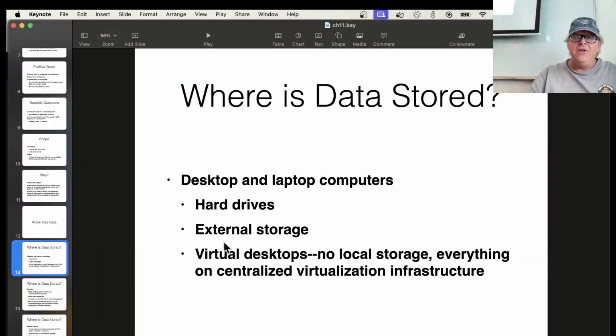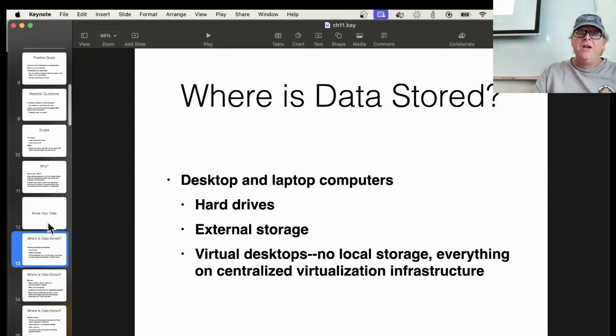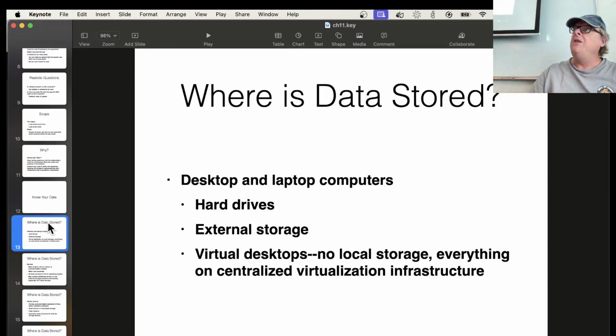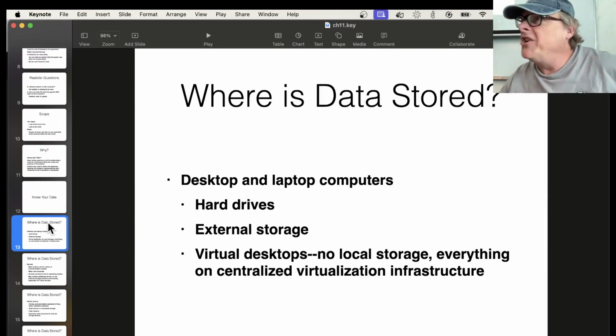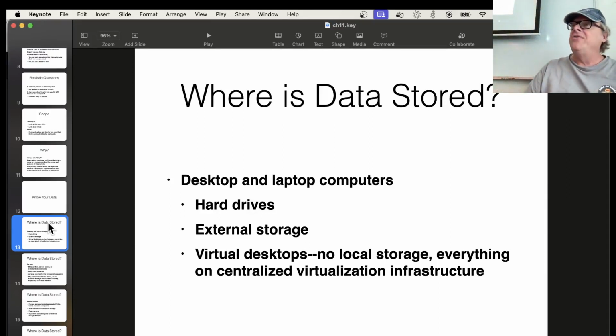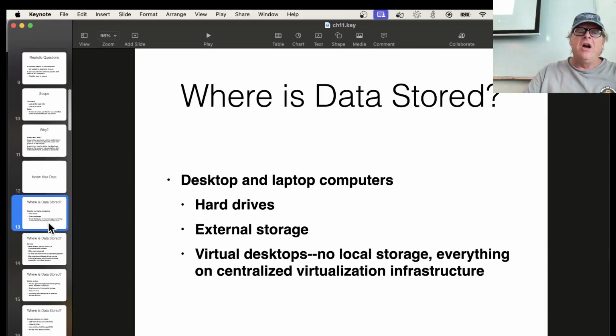Okay. And of course, you've got external storage, and you have virtual desktops. These are where you're just working in a cloud desktop or a VDI infrastructure, sort of RDPing into something, so that none of the data is stored on your local machine, which, by the way, is a pretty good idea for security. All your data is always on the server, so it's where the company can encrypt it and back it up and secure it.